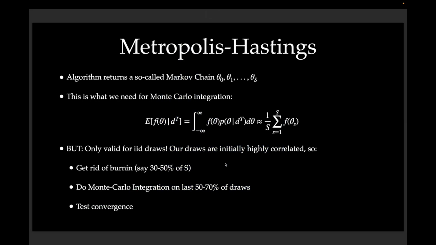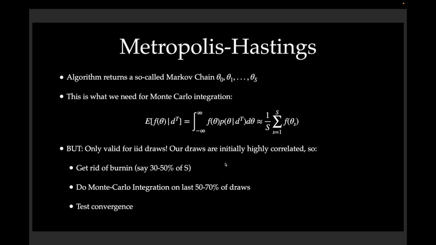So this algorithm returns many draws, and those are called a Markov chain, because each draw is dependent on the draw before that. And what we need for Monte Carlo integration is then to take the mean or take some function on these draws to get the corresponding statistics. But there's a huge problem. Monte Carlo integration only works, or the law of large numbers kicks in, only for IID draws. And as you have seen, our draws are heavily correlated.